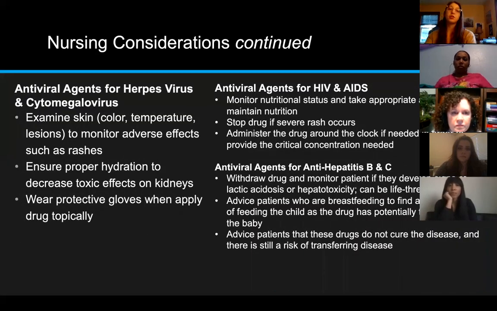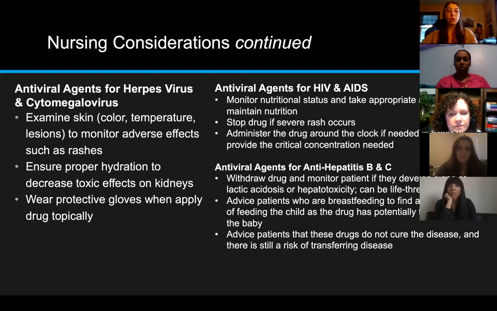For the antiviral agents for herpesvirus, one of these medications includes acyclovir, like April has talked about before. Nursing considerations for this antiviral medication are to examine the skin, color, temperature, and lesions, and to monitor for adverse effects of the drug, such as rashes. For patients with herpesvirus, you're going to want to ensure proper hydration when they are taking this medication to decrease the toxicity on the kidneys.